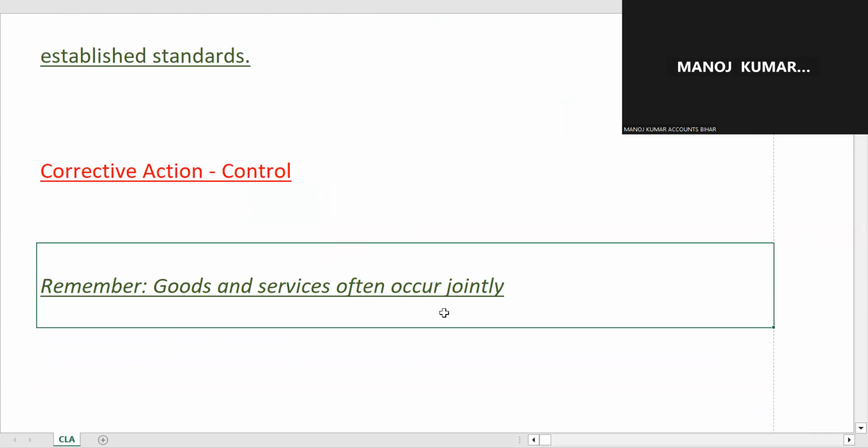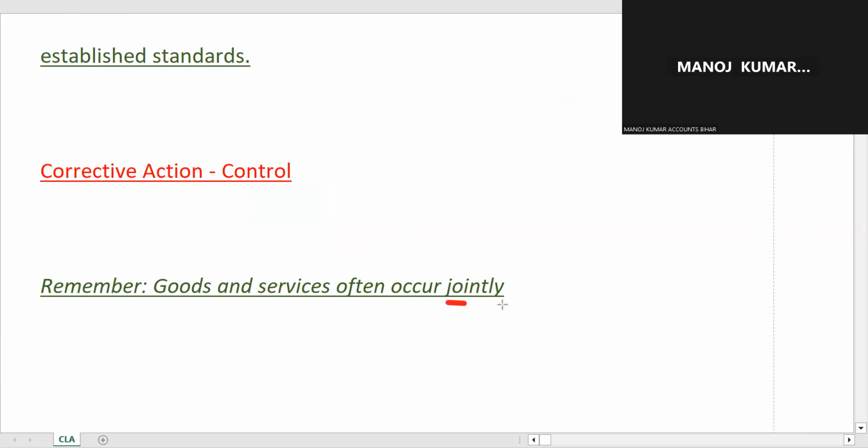This can be your objective type question: goods and services occur singly or jointly. Okay, this can be asked, you should know this. Goods and services often occur jointly.